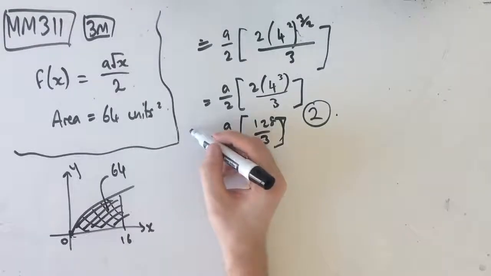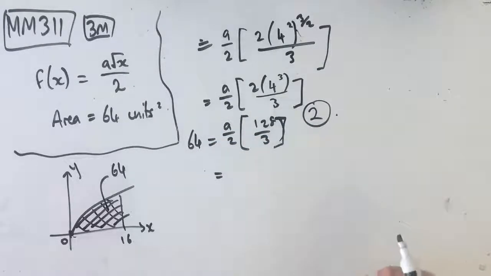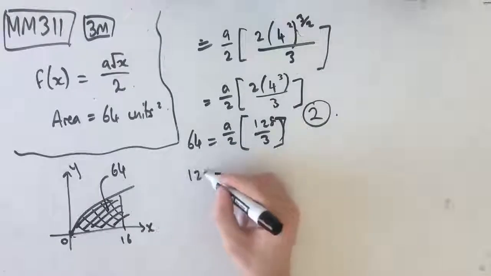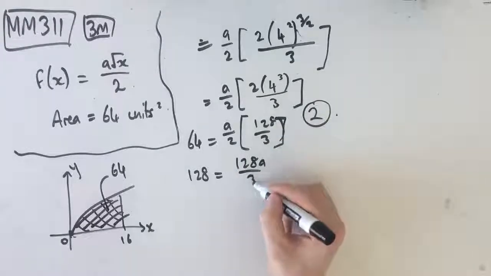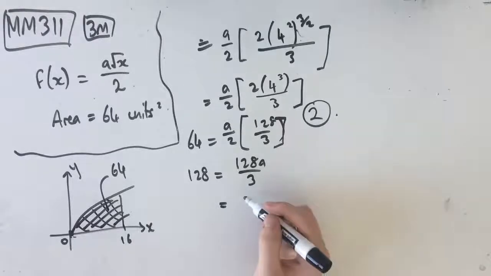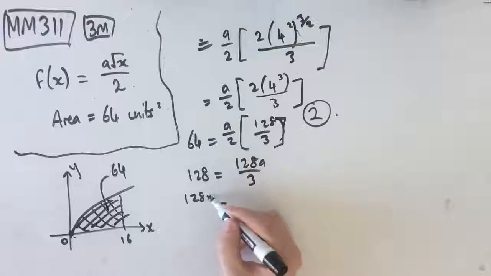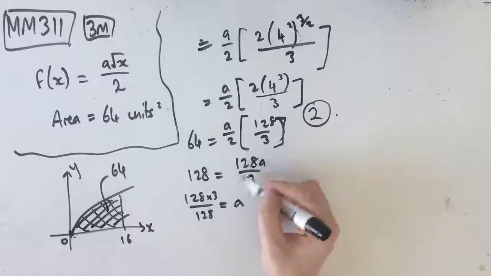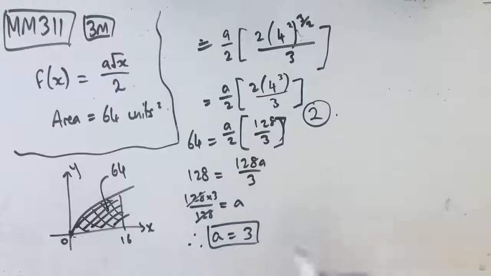So we know that this is equal to 64, as we mentioned before. So we can say that's 128, because I'm going to multiply both sides by 2, which means we get 128 on this side, and this a multiplies into there, so we get 128a over 3. Multiplying both sides by 3, 128 times 3, and then dividing both sides by 128, we're left with a, right? These 128s can cancel, which means we get a equals 3. And that's our third and final mark. Our final answer is a equals 3.